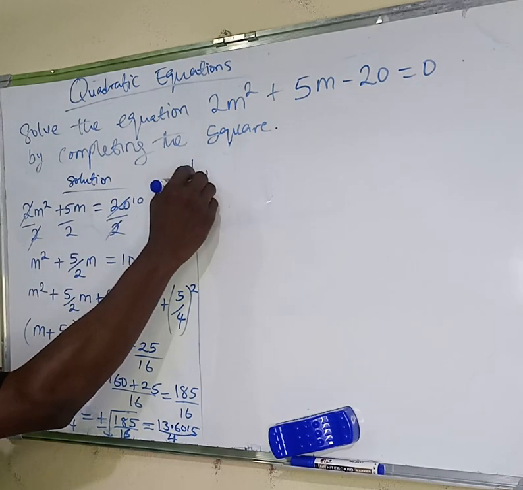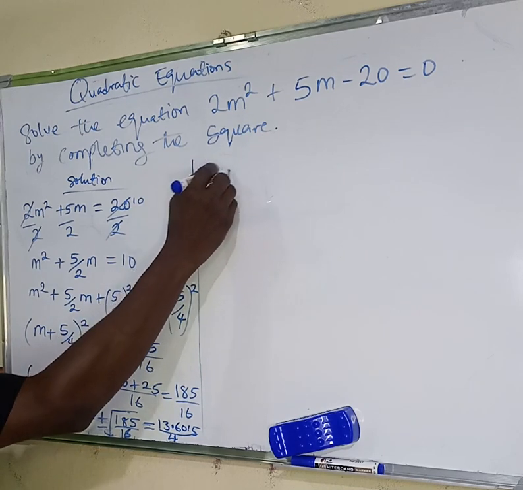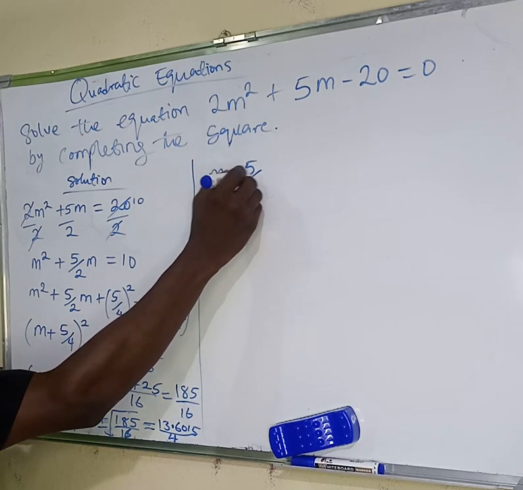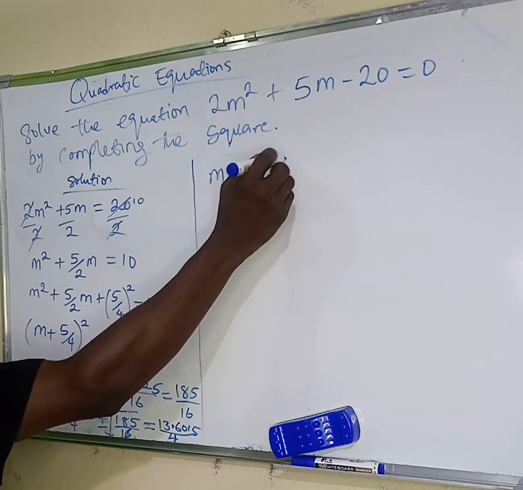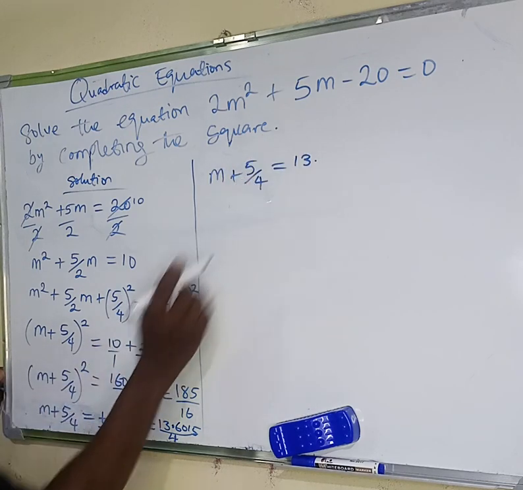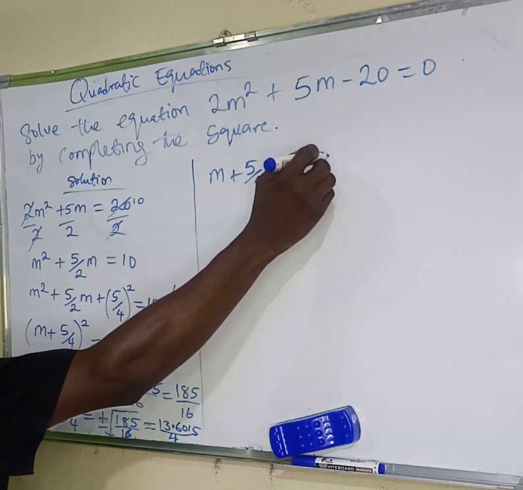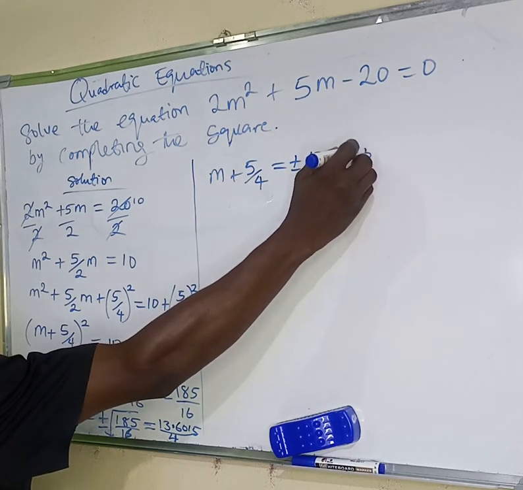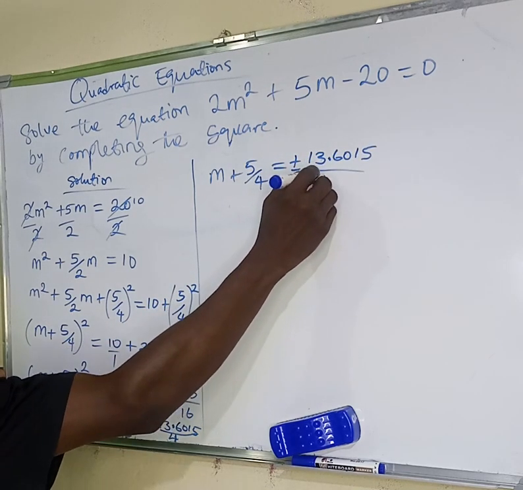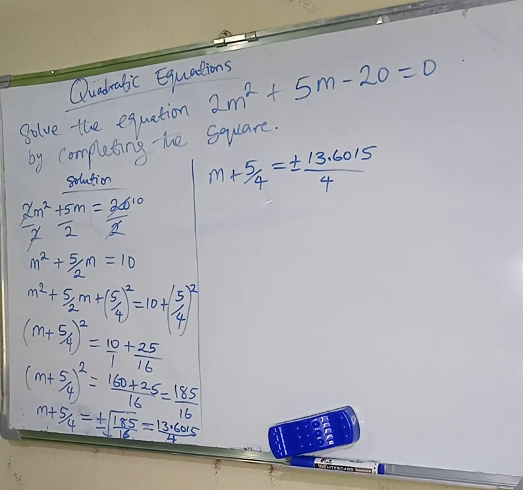So what we have is (m plus 5) over 4, or divided by 4, equals plus or minus 13.6015 divided by 4. Okay, so what it means in this case is that we can decide to move the other value, the 5 divided by 4, to the right-hand side so that they meet together at the other side. So if we move it, what are we going to have? We are going to try it now.